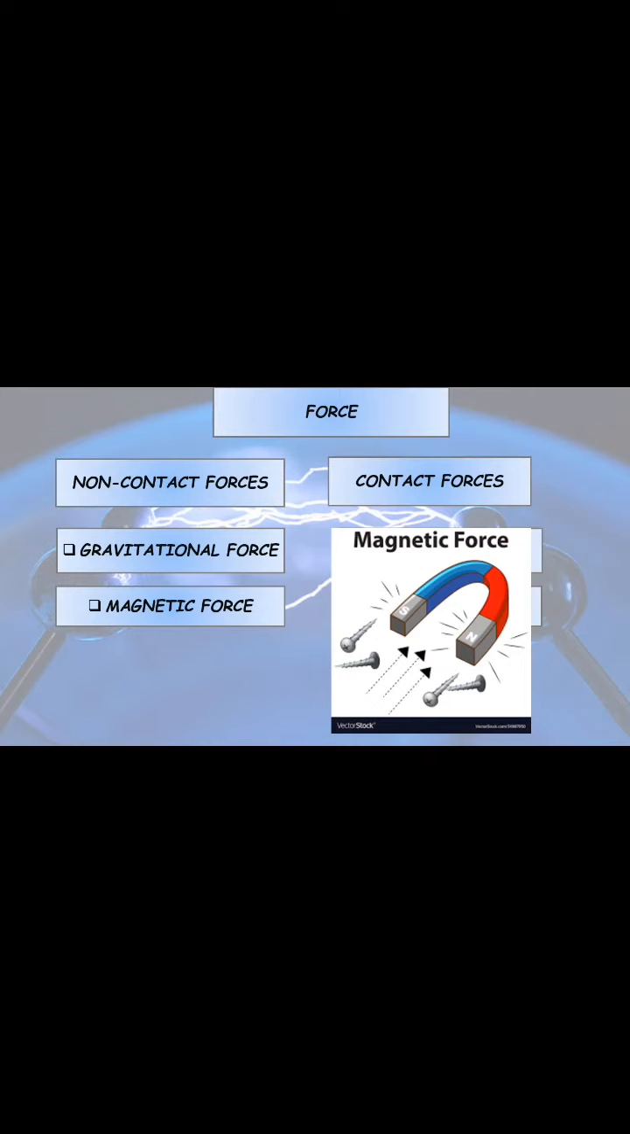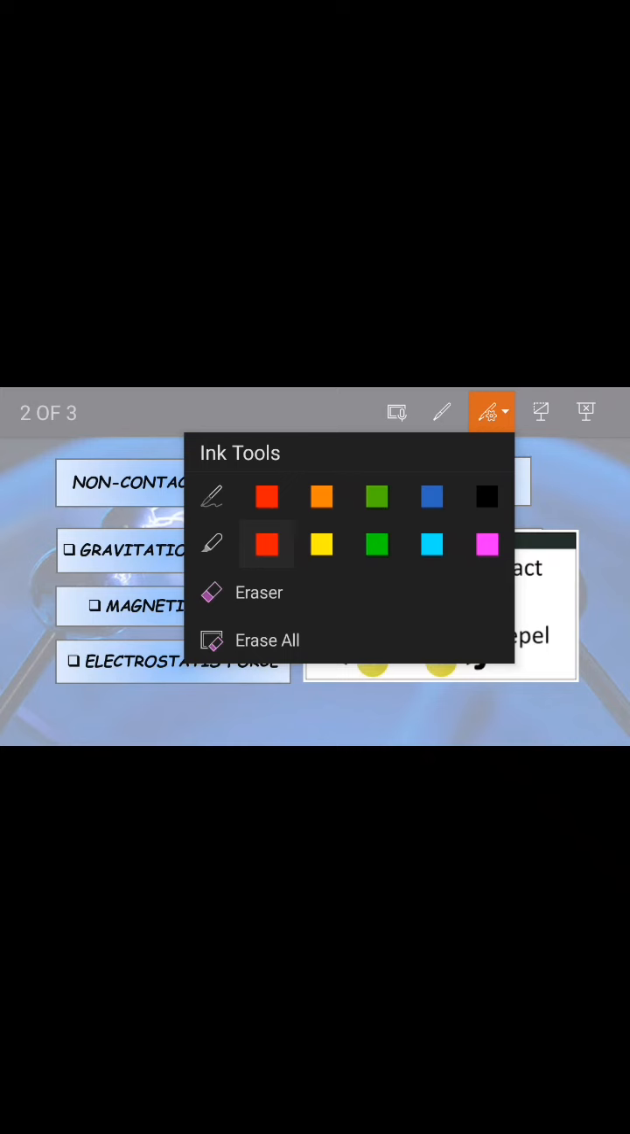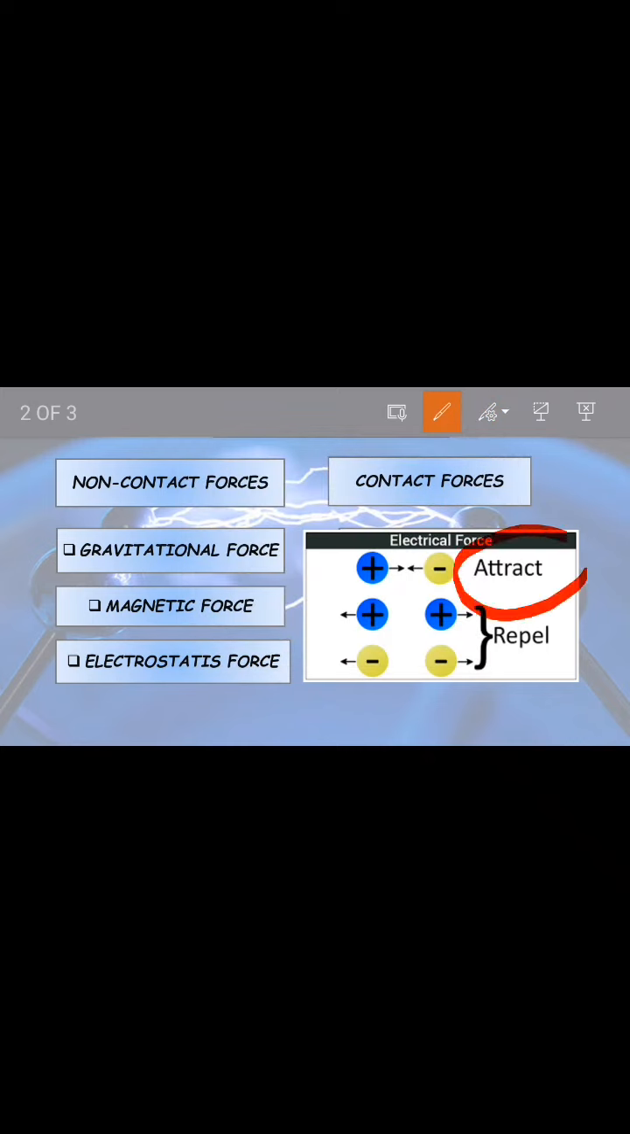Now coming to the third example of non-contact force, which is the most important of all because this chapter completely relies on that non-contact force. That's your electrostatic force. Electrostatic force exists between two charges. Electrostatic force is of two types: electrostatic force of attraction and electrostatic force of repulsion. When two unlike charges are not in contact, but are near each other, they produce electrostatic force of attraction. While when two like charges, like positive positive or negative negative, come near, they produce electrostatic force of repulsion.